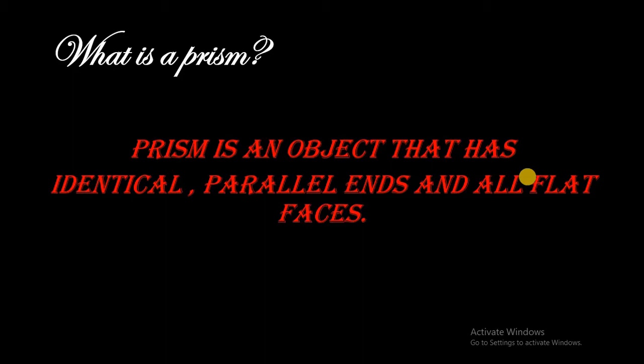That means there's an object which has two ends. Both of them should be identical and parallel to each other, and the faces, including the ends and the other faces of the prism, should be flat, else it wouldn't be a prism.